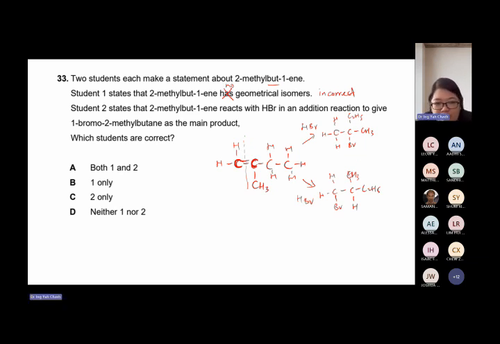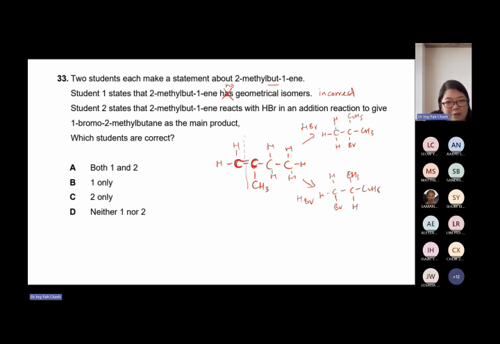You use Markovnikov's rule to find the main product because it's paper 1, right? It reminds me of one thing. In paper 2, you are asked to explain why it is the major product, and a lot of you were still writing Markovnikov's rule. Markovnikov's rule, you can only use in paper 1. You cannot write Markovnikov's rule in paper 2 for explanation. For paper 2, you must talk about the stability of the carbocation.